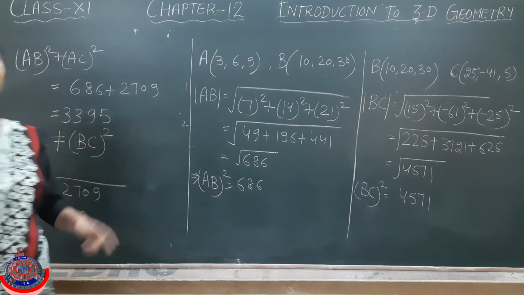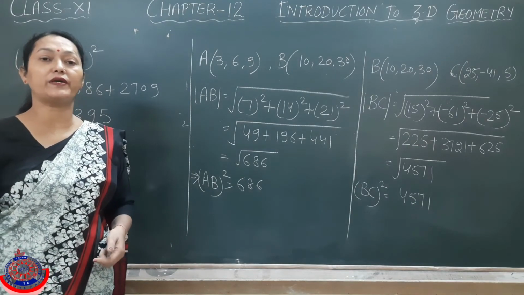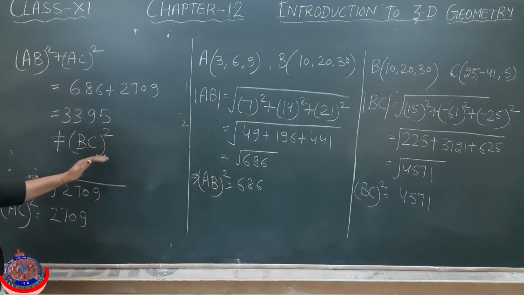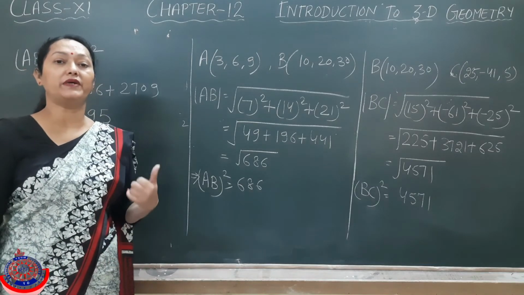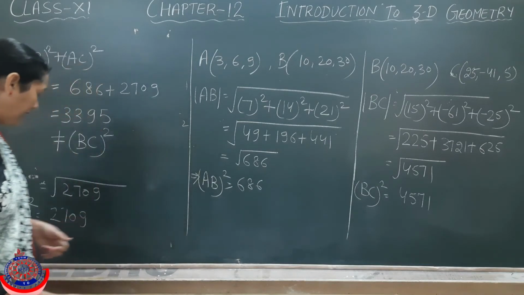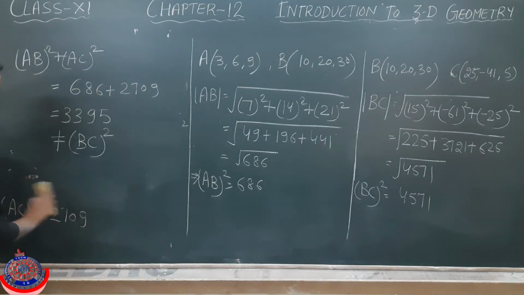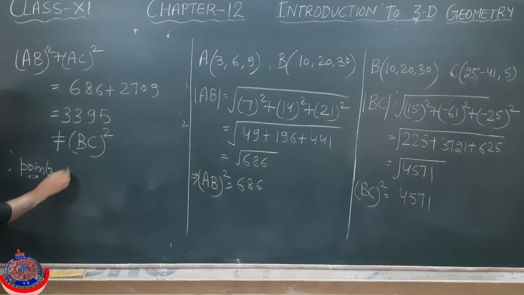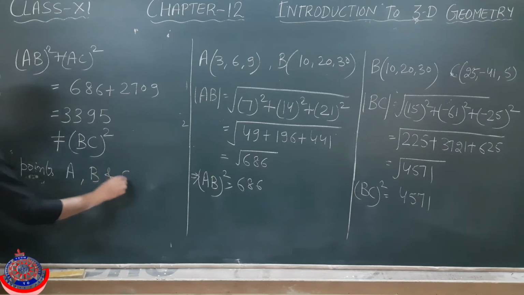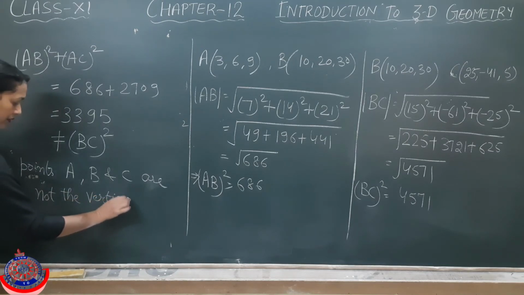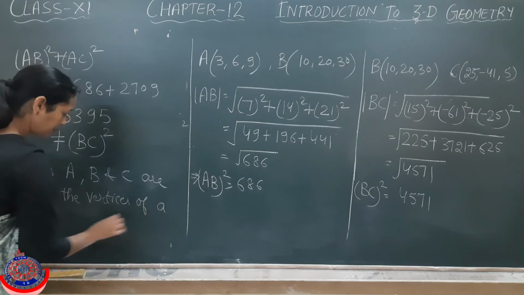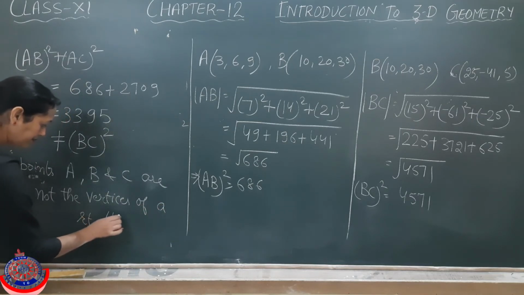Then by converse of Pythagoras theorem. According to converse of Pythagoras theorem, if the sum of squares of two sides is equal to the square of the third side, then the given triangle is a right angle triangle. But here it is not happening like that. So we will be writing, therefore, points A, B and C are not the vertices of a right angled triangle.